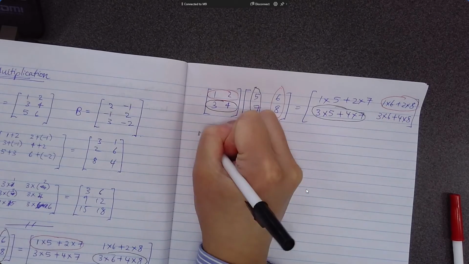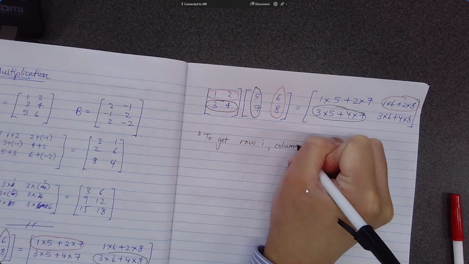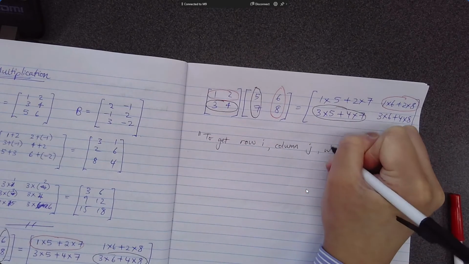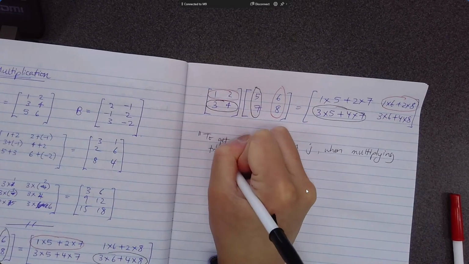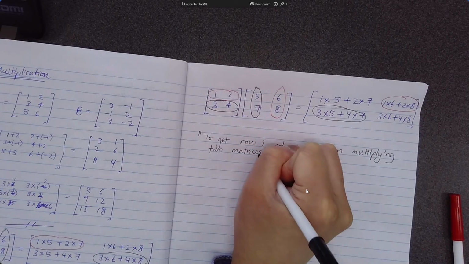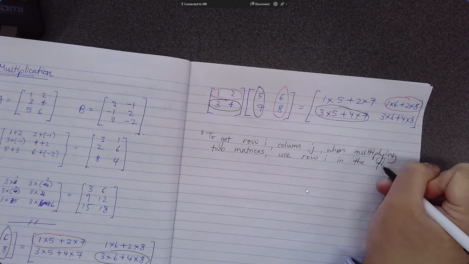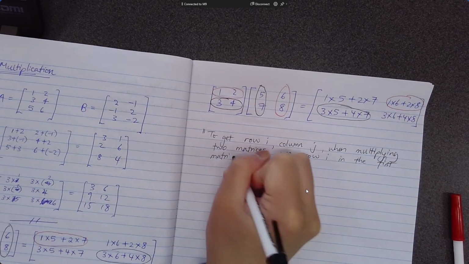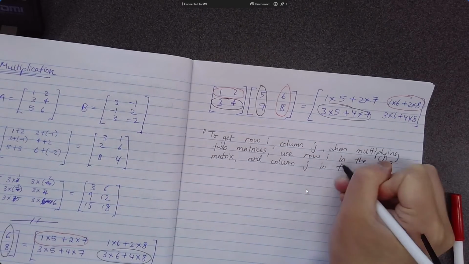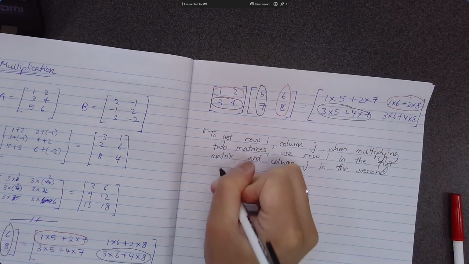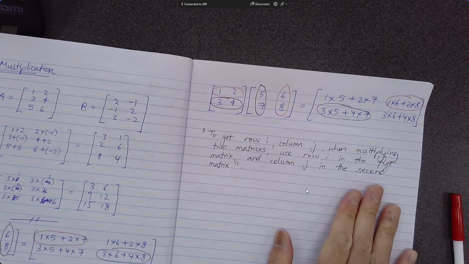So, to get row I, column J, when multiplying two matrices, use row I in the first matrix and column J in the second matrix. Hopefully you're seeing why I didn't start with this. But I tried to show you the picture first.